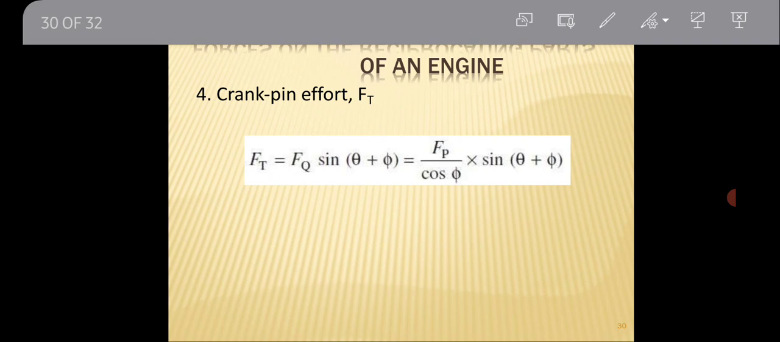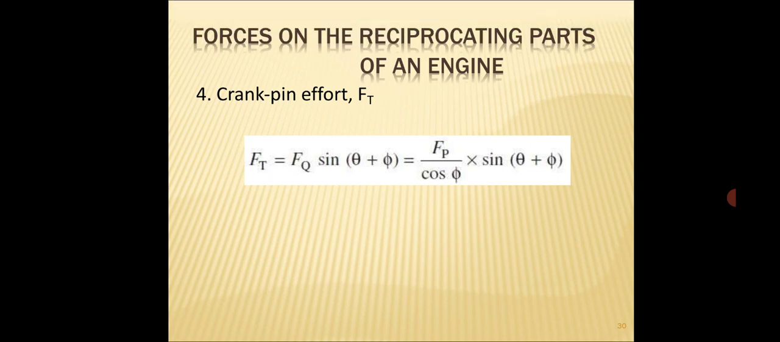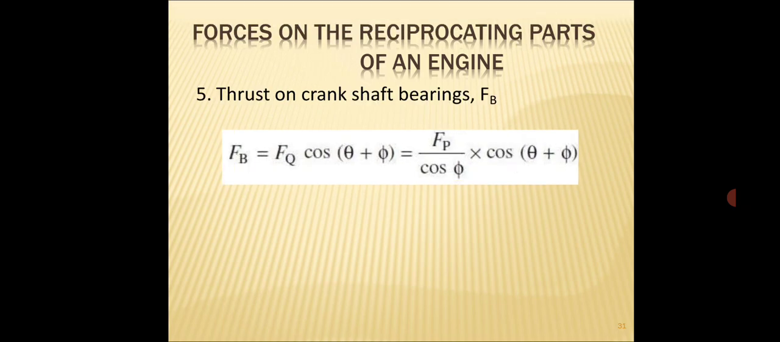Next is the crank pin effort Ft. Ft equal to Fq sin of (theta plus phi). You have to reframe this equation with Fq as Fp by cos phi, so Ft equal to Fp by cos phi into sin (theta plus phi). This is the crank pin effort. Next is the thrust on the crankshaft bearing, denoted as Fb. Fb equal to Fq cos (theta plus phi). Likewise, rewriting Fq in terms of Fp, Fb equal to Fp by cos phi into cos (theta plus phi).